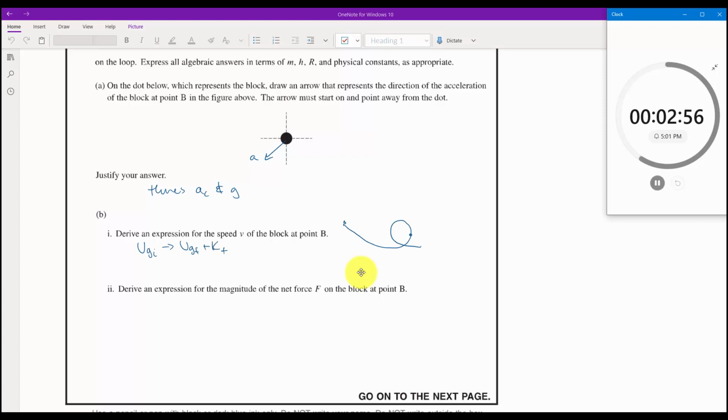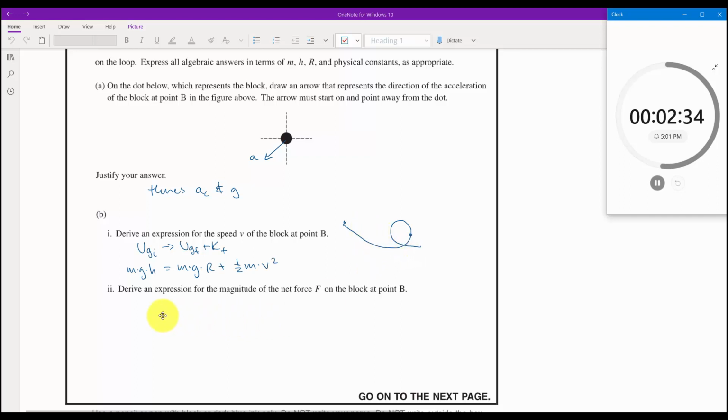at point B. But we know that just putting that isn't enough, so let's go ahead and put m times g times h equals m times g times, if we're in the middle of the circle, we're 1 radius away from the bottom, so I'll put that as R, plus 1/2 m times v squared. And from there, we'd have to solve that.